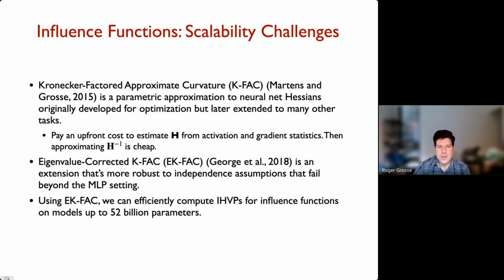And so the algorithm that we actually use is an extension of KFAC called eigenvalue corrected KFAC, or eKFAC. This is an extension that's more robust to some of the independence assumptions in the original algorithm that don't hold for transformers. But I'm not going to go into more detail about this because this isn't a KFAC talk. But using eKFAC, we're able to compute these inverse-Hessian-vector products to compute influence functions for models with up to 52 billion parameters. So orders of magnitude larger than what's previously been reported.